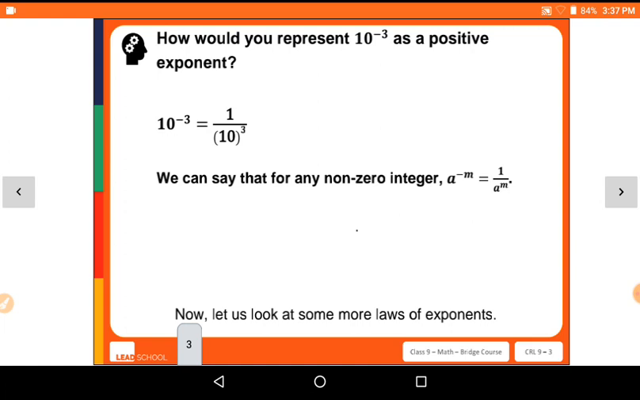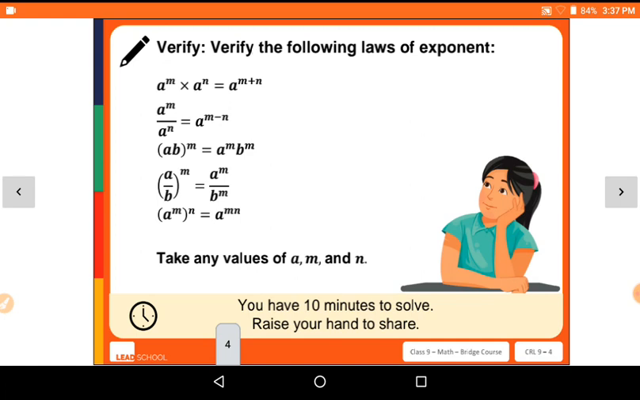That is, for any non-zero integer a, a raised to minus m is equal to 1 upon a raised to m. Let us look at some more laws of exponents. a raised to m into a raised to n: when two bases are the same and the exponents, that is the powers, are different, the powers are added, giving a raised to m plus n. Similarly, a raised to m upon a raised to n: in the second law the exponents are subtracted, giving a raised to m minus n.